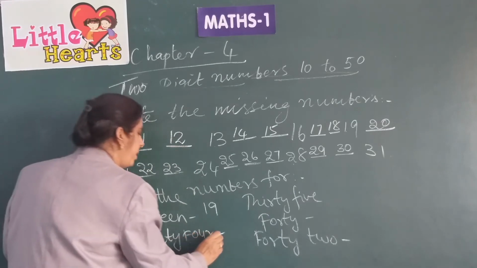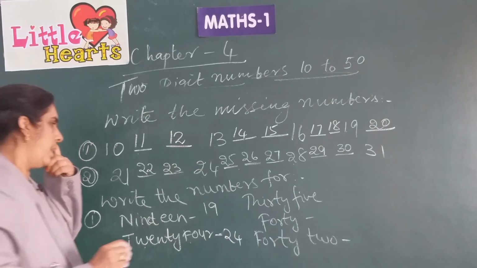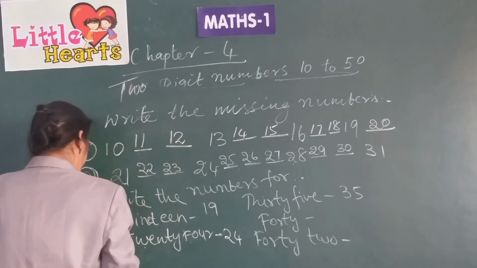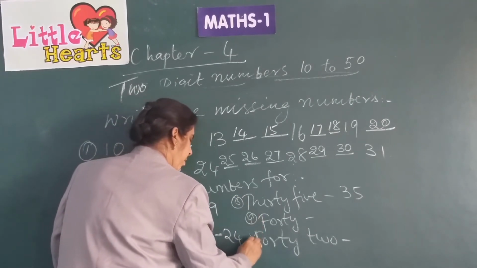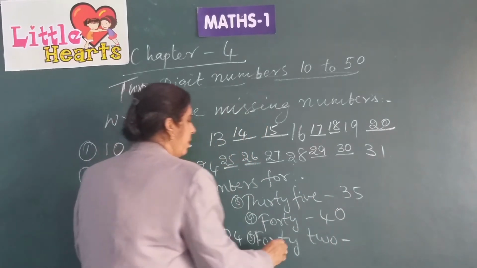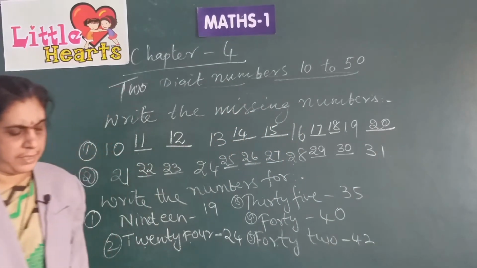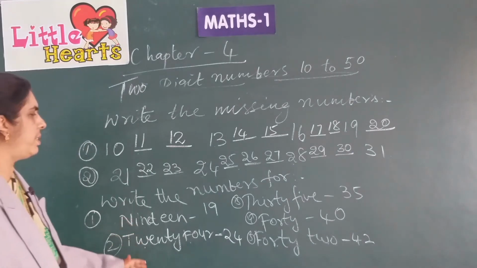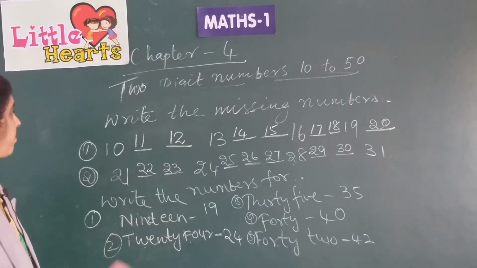24. 24 means 2 in the tens place, 4 in the ones. 35. 40, 4 and 0, 40. 42, 4 in the tens, 2 in the ones. So you can write the number names like this. Numbers for the given number names.